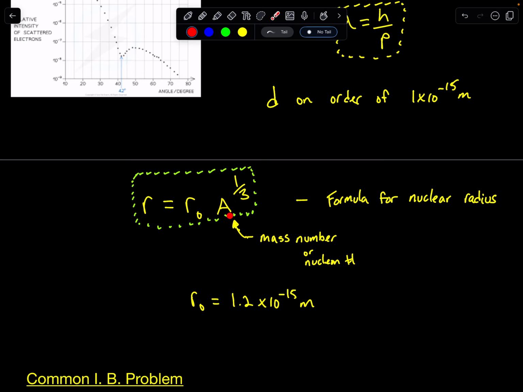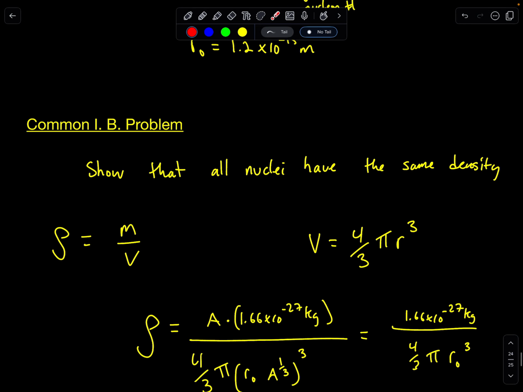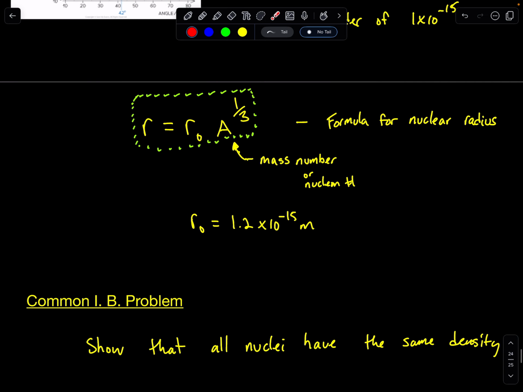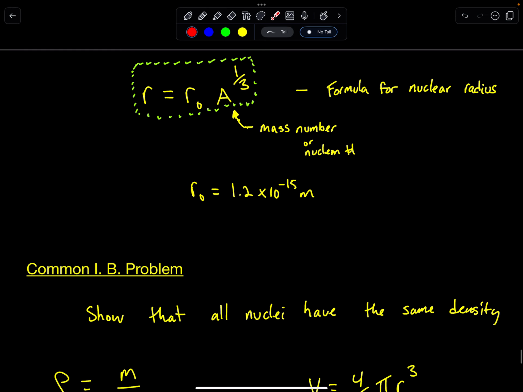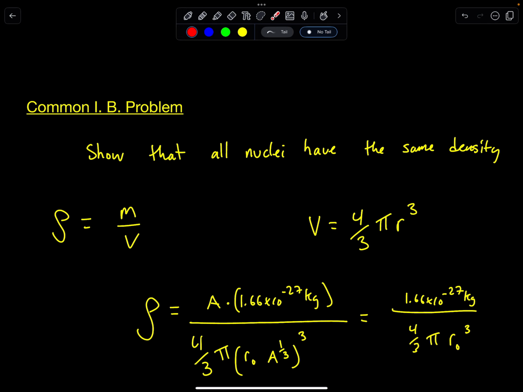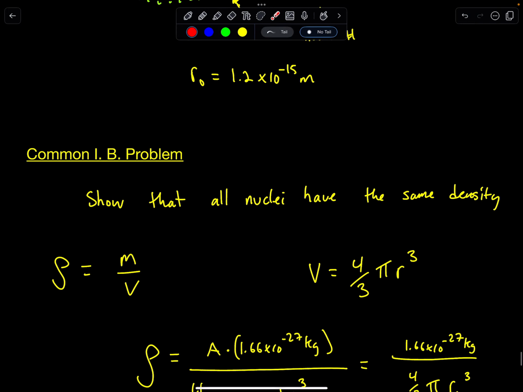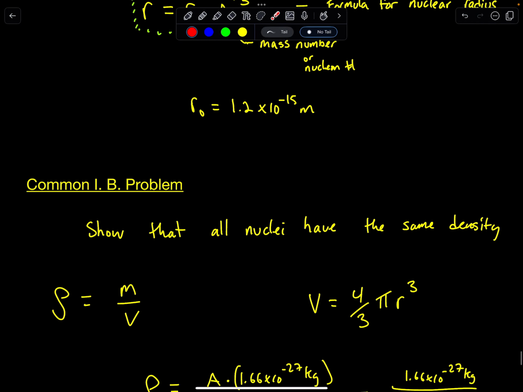Well, a common IB problem that results from that is this one here, where we need to show that all nuclei have the same density. Okay, we could see that nuclei have different radii, but why is it that all nuclei have the same density? Well, you can prove that pretty easily by understanding what the density formula means, mass over volume. And we know that volume is equal to 4/3 pi r cubed. So if you want to pause, you can try to understand how, if I plugged in this formula over here for radius, and then I try to substitute back into here, I bet you I can find out that the density of all nuclei would be the same.